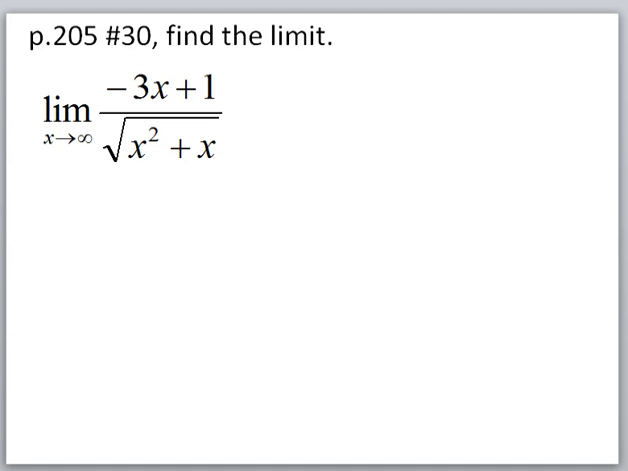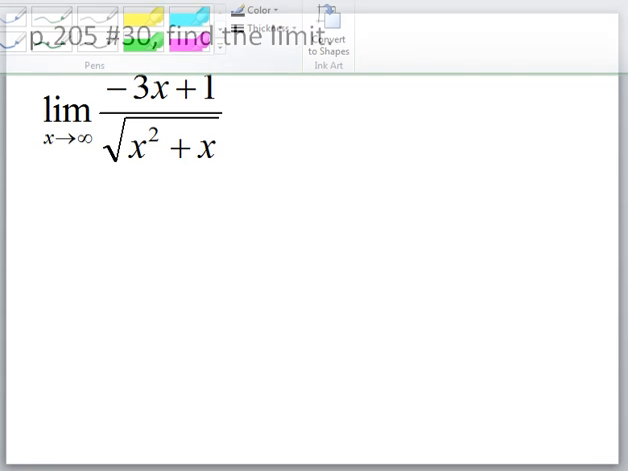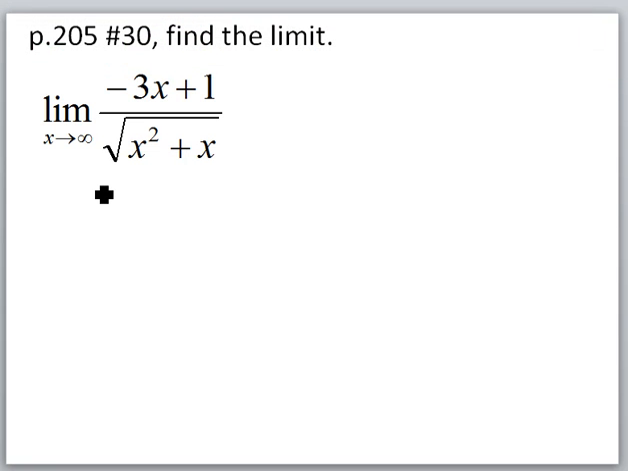So I just have a couple more problems to do in this section. And what we're going to do first is this one. And it's got a square root in it, so it looks a little bit different. But we're still going to use L'Hopital's rule. I was getting ready to say we couldn't use L'Hopital's rule, but we actually can.